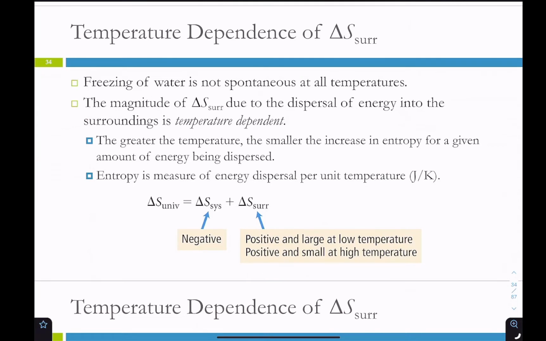Actually, the example used in the book is, it's kind of like if you give a poor man $1,000, that's a huge difference for him. But if you give somebody who's already got $1 million, you give them $1,000, it's a drop in the bucket. So similarly, if the surroundings are hot, they already have lots of heat energy. Giving off a little bit of heat energy doesn't increase that entropy very much. So that temperature dependence is based on how much entropy is already in the surroundings.